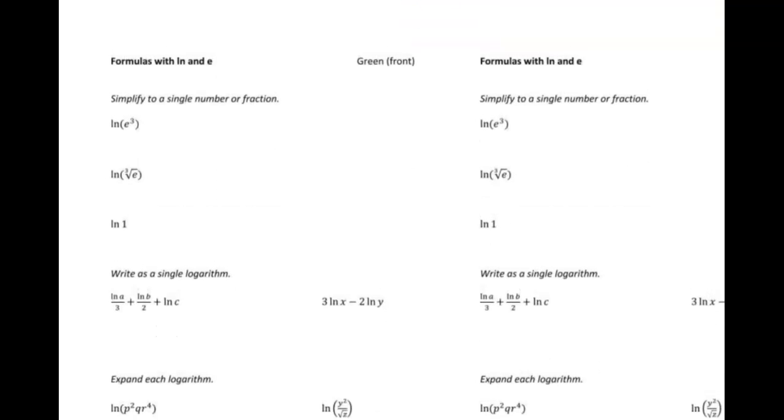Formulas with ln and e, natural log and e. Alright, big thing. ln of e is 1, e to the ln is 1. So ln e to the third, ln e is 1. It's just 3. This next one, I'm going to rewrite as natural log of e to the 1/3. ln e cancels, 1/3. This is another one you got to memorize. Natural log of 1 is 0.